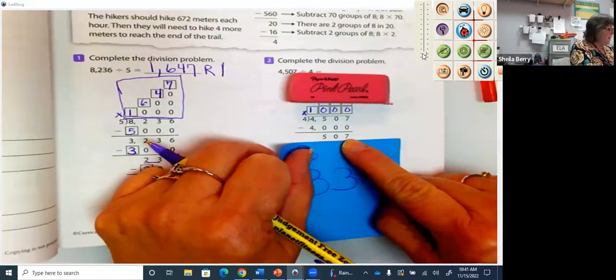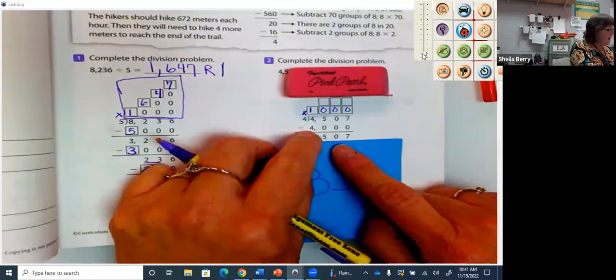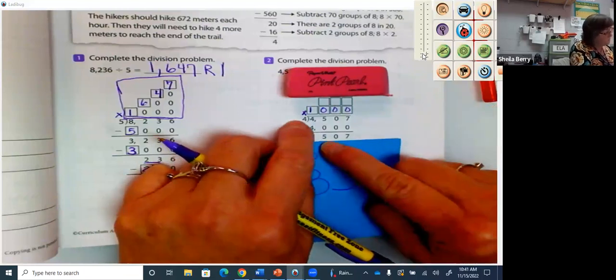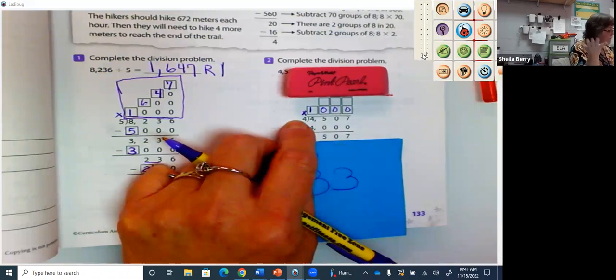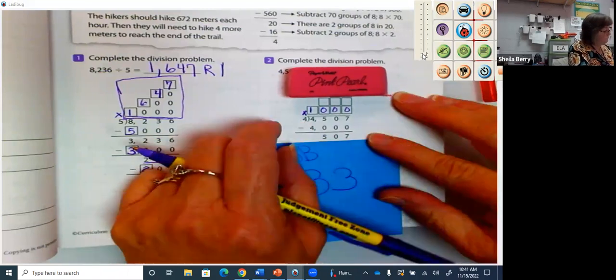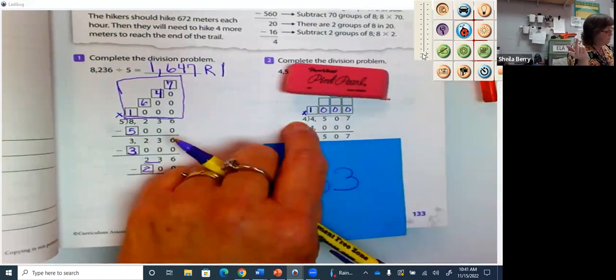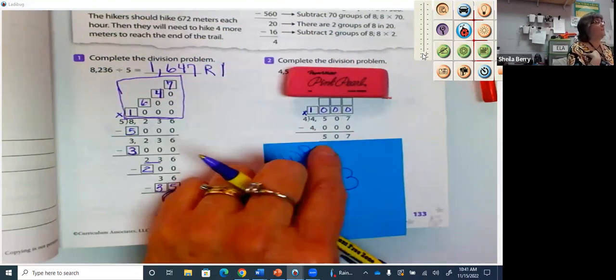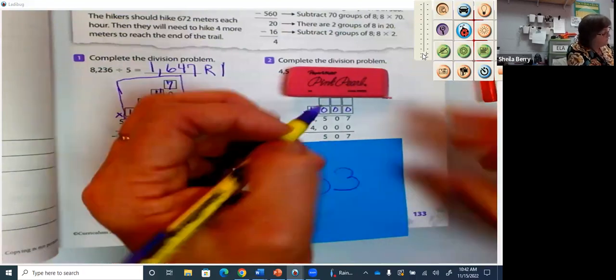507. So now we have to think, okay, oh, we're in the hundreds. 4 times what is going to get us close to 507? So 100, 200, 300, 400, 500. What do we need? So what's 100 times 4? What's 200 times 4? Oh, wait a minute. I can't do 800, can I? Because it's too much. So what does this need to be? 100.